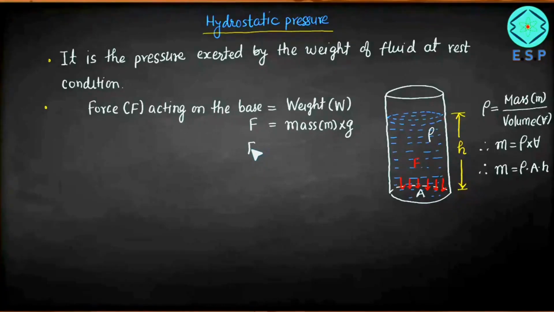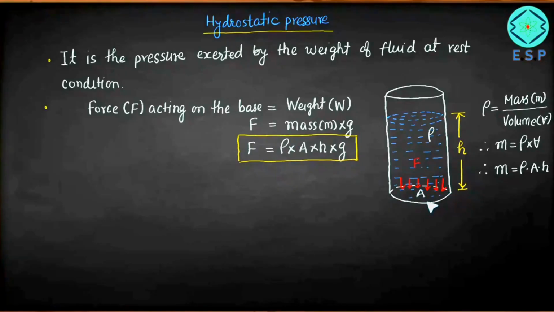So the force due to the weight of the fluid is, replacing m, the mass density times the area of the base times the height times g. This is a very important outcome: the weight, or the force acting on the base of the container, is rho times A, the cross-sectional area of the base, times h, the height of the liquid level, times g, the gravitational acceleration.